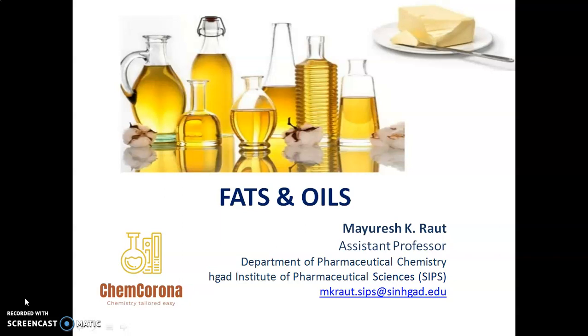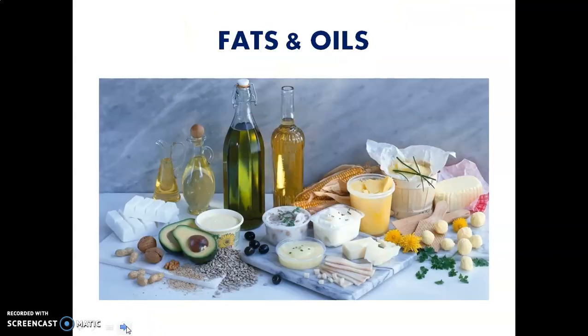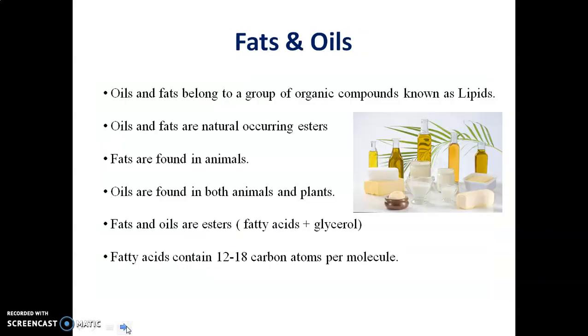In this video, we are going to discuss fats and oils. Fats and oils are the most important and simplest lipids which are found in nature. In normal human diet, about 25 to 50% of the caloric intake consists of fats and oils. Chemically, they are triesters of higher aliphatic monocarboxylic acids with glycerol. Hence, they are also called triglycerides.